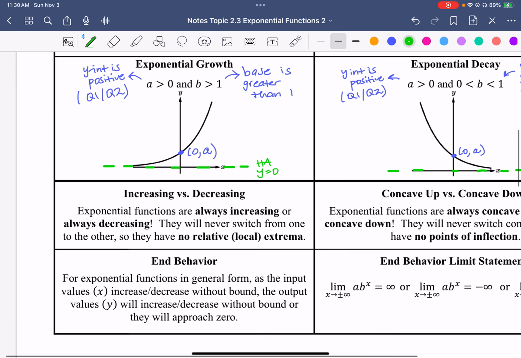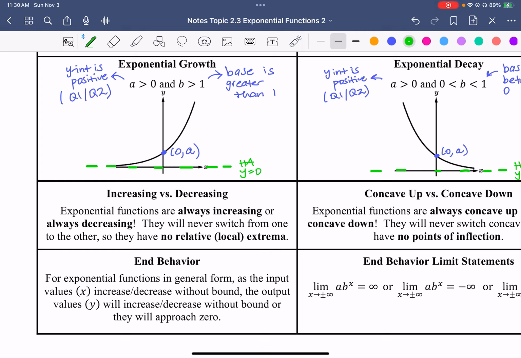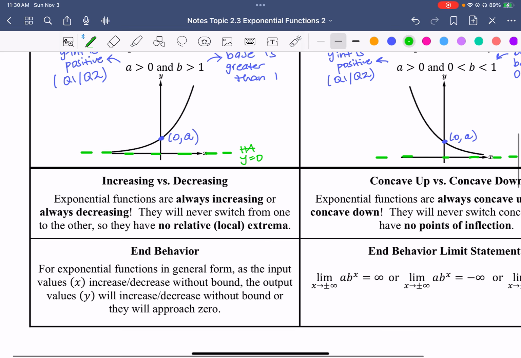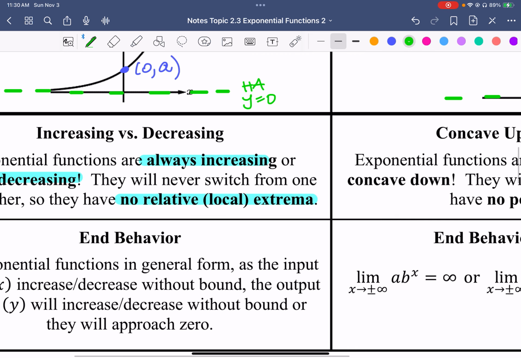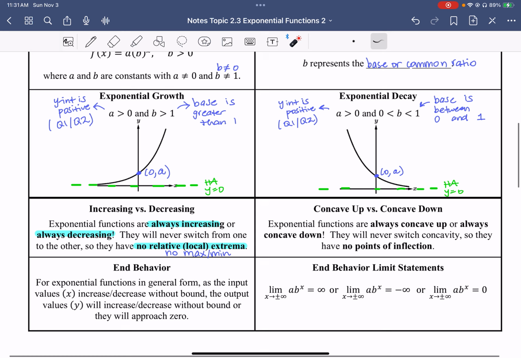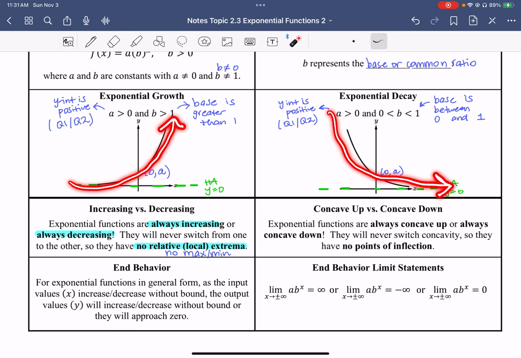Okay. Increasing versus decreasing. Exponential functions are always increasing or always decreasing. They will never switch from one to the other, so they have no relative local extrema. Okay, so always increasing, always decreasing. They have no relative or local extrema. Remember that extrema are maximums and minimums. So this is just saying there will be no maximums or minimums. So notice that this graph is always going up and this graph is always going down. So there is no maximum or minimum.